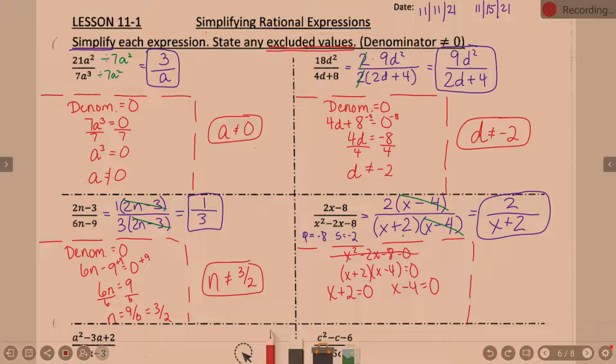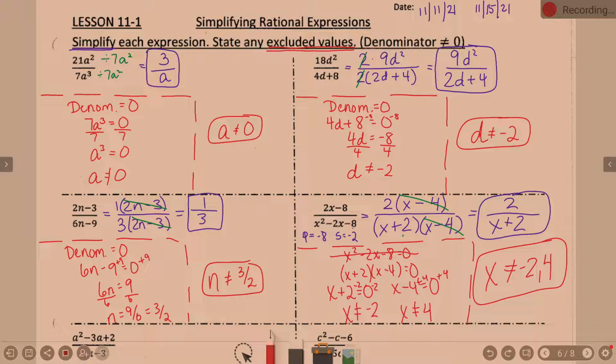If it's x plus 2, I'm going to subtract 2 from both sides. 0 minus 2 is negative 2. If it's x minus 4, add 4. So we get negative 2 and 4. And those are my excluded values. x cannot equal negative 2 or 4.